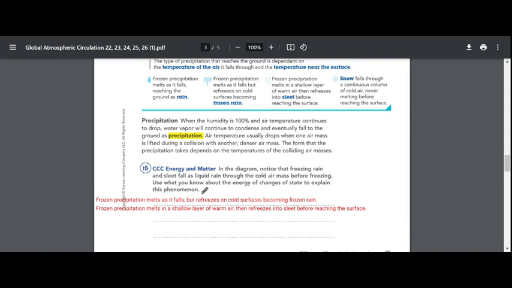So we know that frozen precipitation melts as it falls, but refreezes on cold surfaces, becoming freezing rain. And we also know that frozen precipitation melts in a shallow layer of warm air, then refreezes into sleet before reaching the surface.